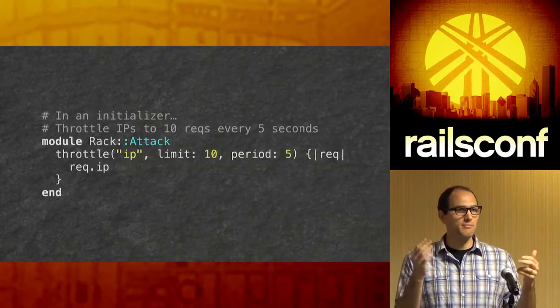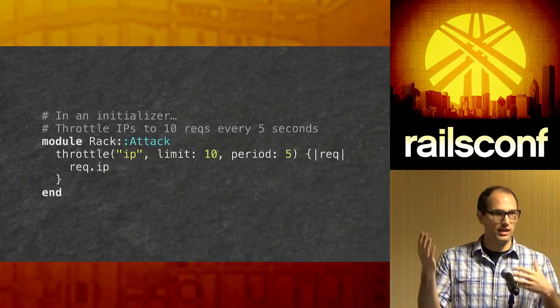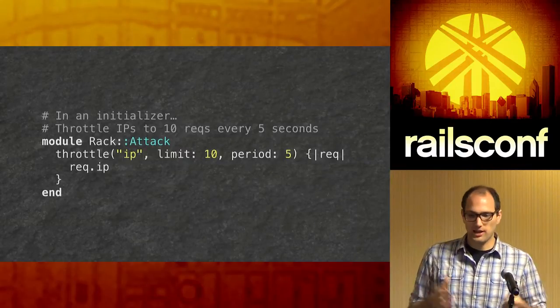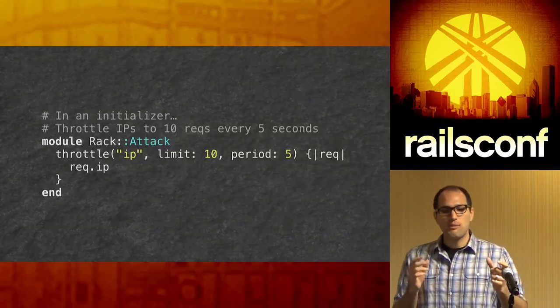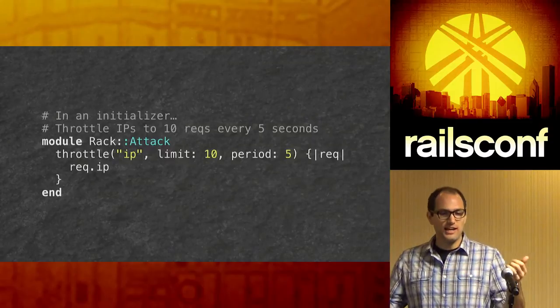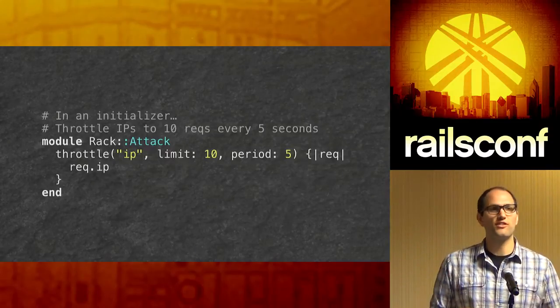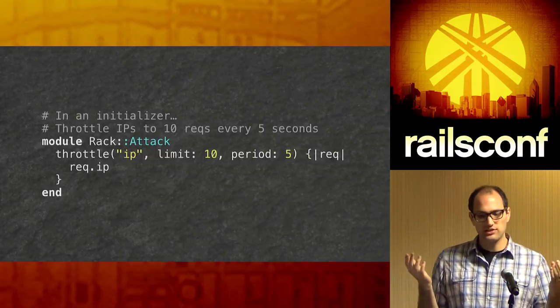We give it a name. In this case, we name the throttle IP. This is going to determine how we track it, and that just has to be unique throughout your application. We're going to give it a limit and a period. The period is how many seconds we're going to be considering for the throttle, and the limit is your quota for how many requests you get to make during that time. So in this case, it's 10 requests every 5 seconds.